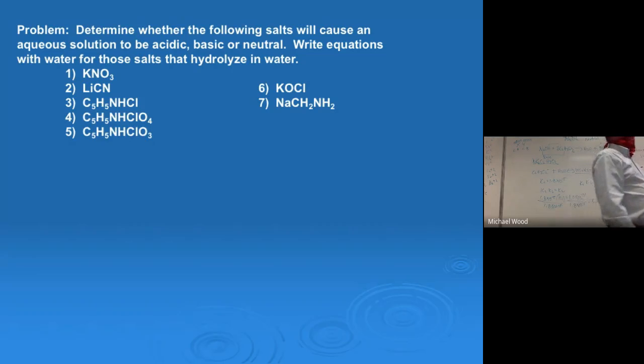Okay, this one, number four, again, I see ClO4, which is here. It's a spectator, so I ignore it. And there again is C5H5NH. There's always two parts, the conjugate acid and the conjugate base, the cation and the anion. Number four must be acidic as well.